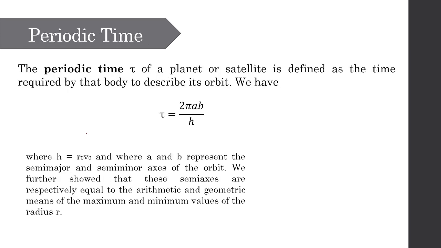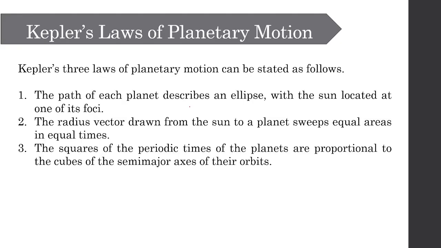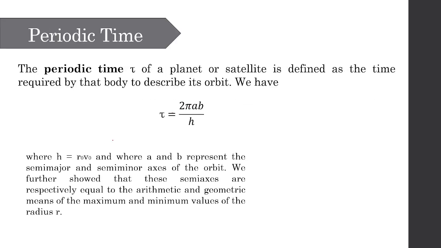The periodic time T of a planet or satellite is defined as the time required by that body to describe its orbit. We have T is equal to 2 pi a b over h, where h is r0 times v0, and a and b represent the semi-major and semi-minor axes of the orbit.